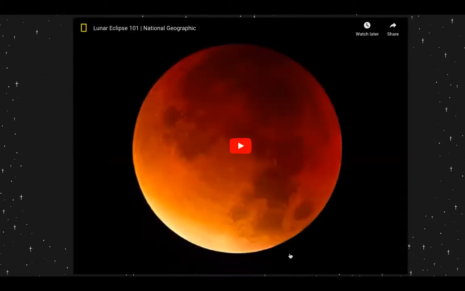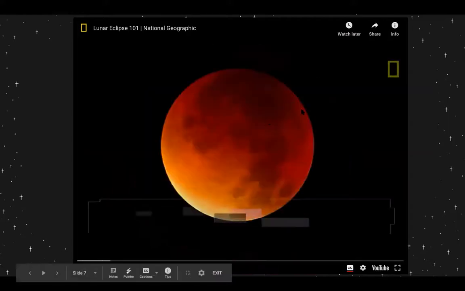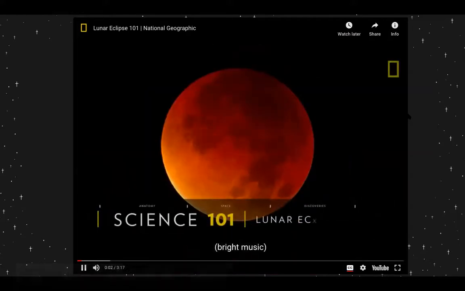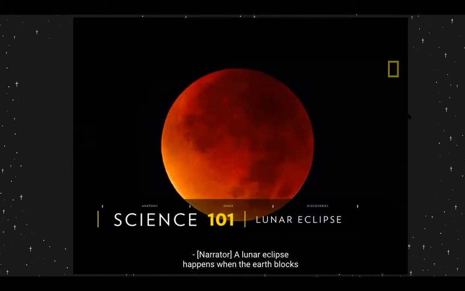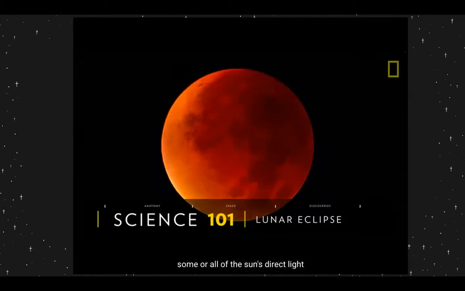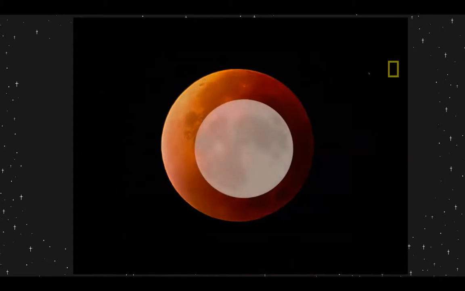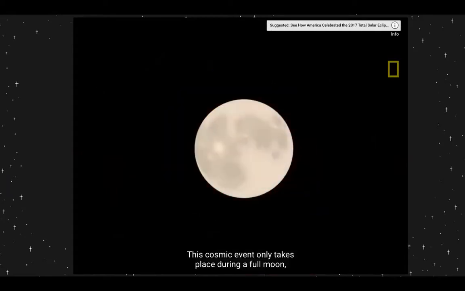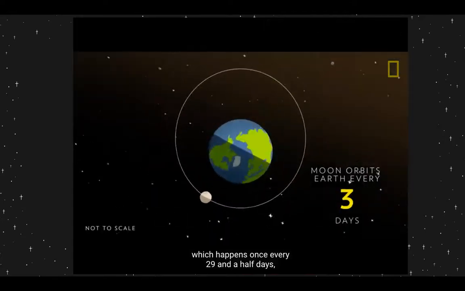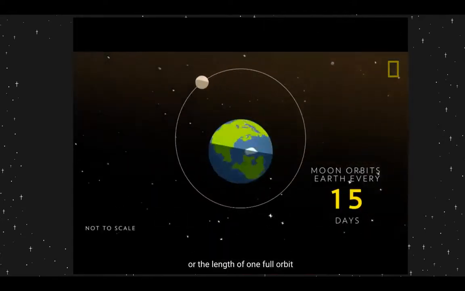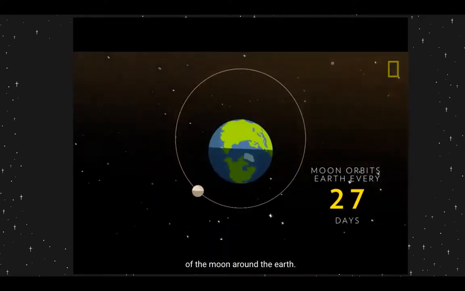All right, so we're just going to look at the video that talks about a lunar eclipse. A lunar eclipse happens when the Earth blocks some or all of the sun's direct light from reaching the moon. This cosmic event only takes place during a full moon, which happens once every 29.5 days, or the length of one full orbit of the moon around the Earth.